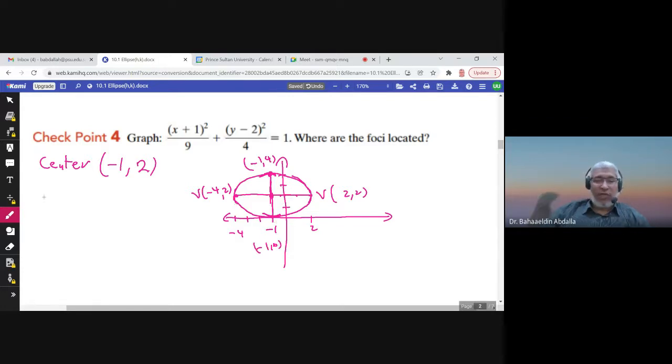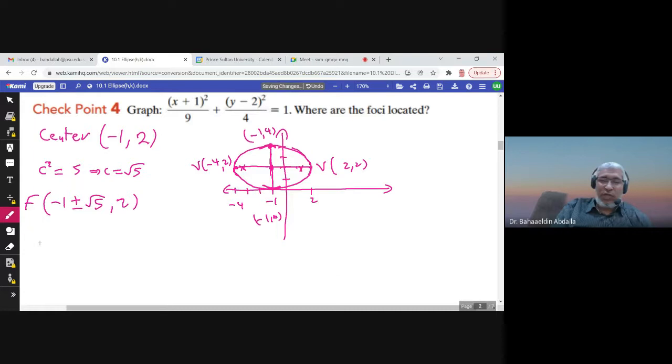What about the foci? C square is 9 minus 4. C is square root of 5, negative 1 and 2. Now, the major axis is horizontal, so I'll go to the right and to the left. So negative 1 will be changed. I will add square root of 5 or subtract square root of 5 from negative 1. But 2, the y coordinate, remains the same because y is not changing here. Y is always 2. So these are the coordinates of the foci.